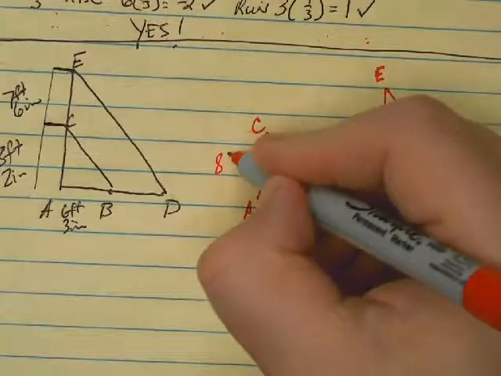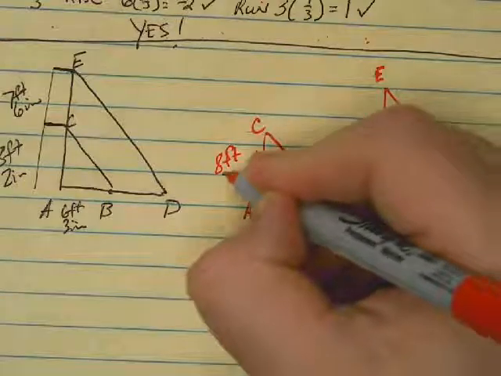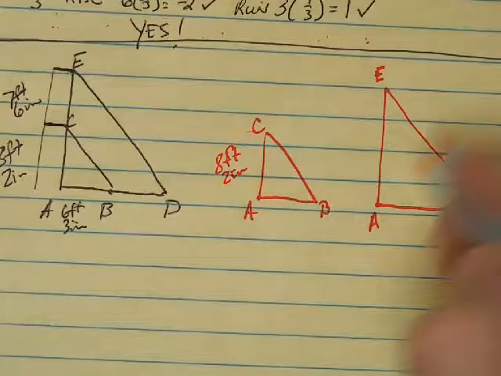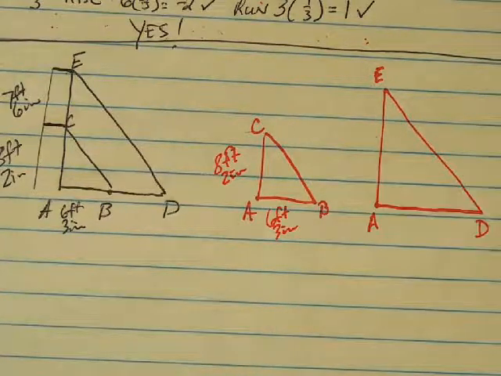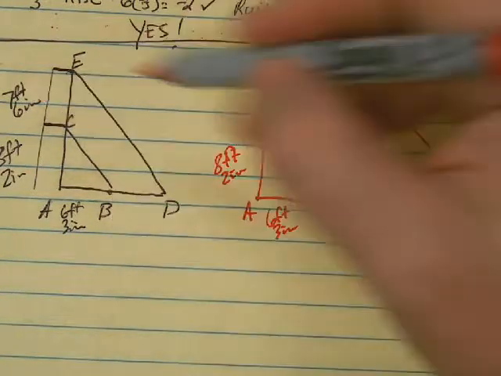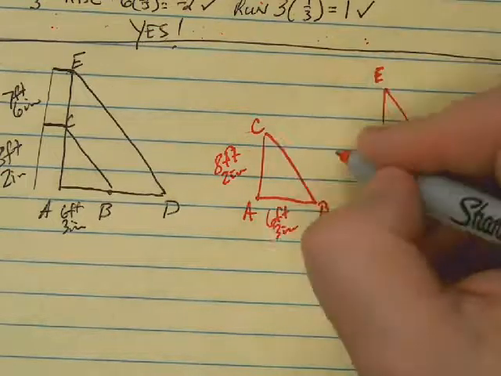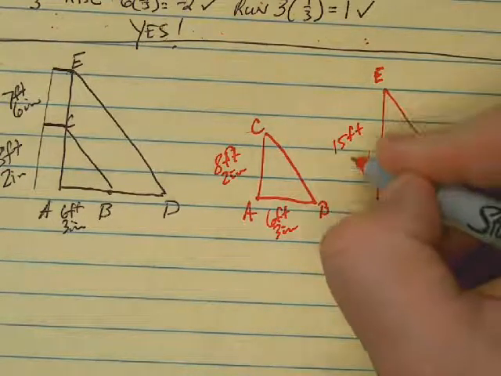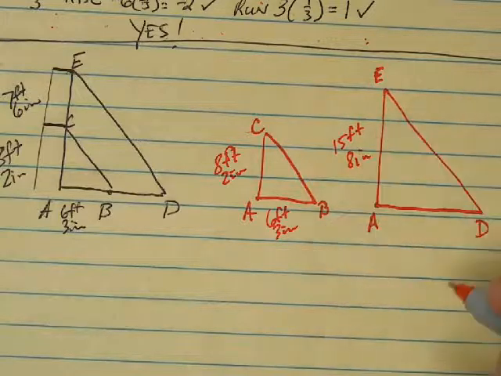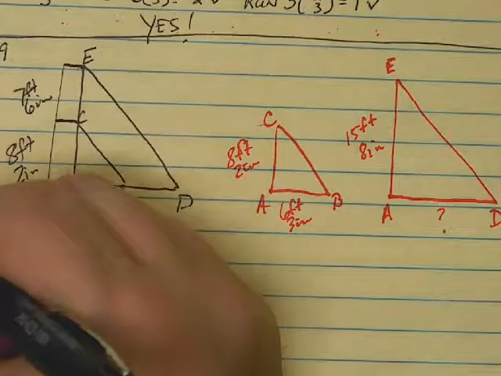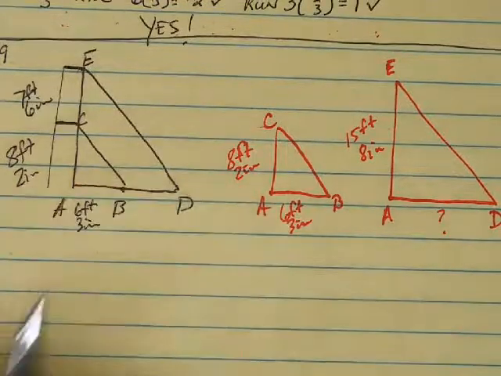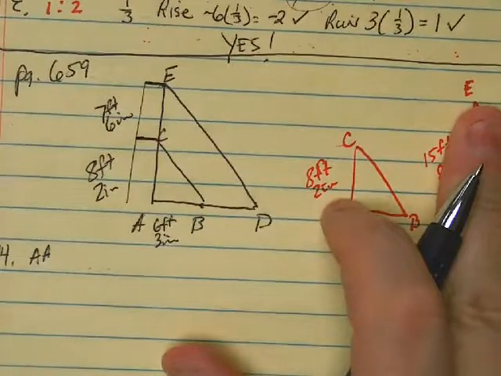AC is 8 feet 2 inches. Okay? AB is 6 feet 3 inches. All right? 7 feet 6 inches. If I add that, that makes this 15 feet 8 inches. And then we don't know what AD is. All right, look at number 14. We've already answered it. We've said that by the AA similarity postulate, they are similar.